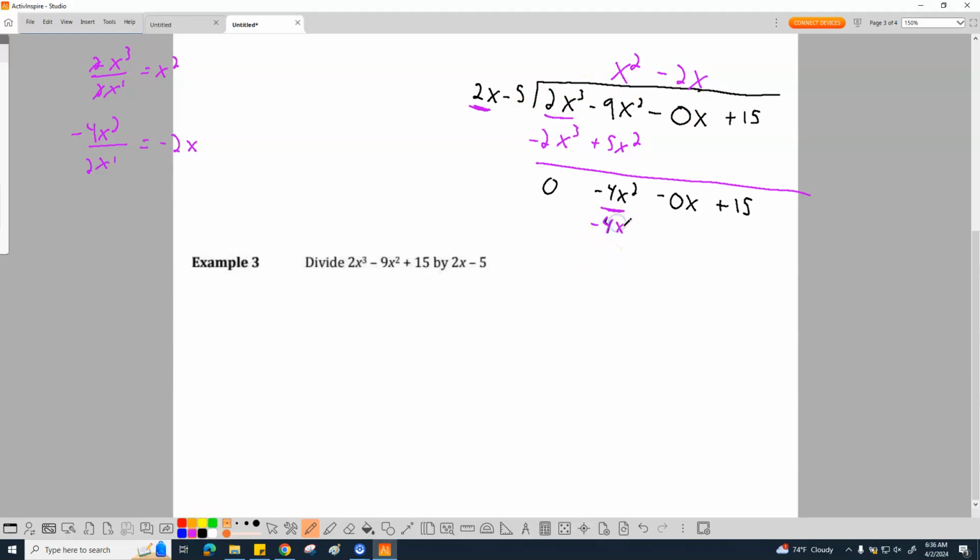Purple ink. 4x squared. And then negative 2x times negative 5 is positive 10x. And then I'm going to do this whole line again, and then I'm going to go to black. What has to happen is I have to now change my signs because I'm subtracting this whole line, so this becomes a plus, and then this one becomes a minus.